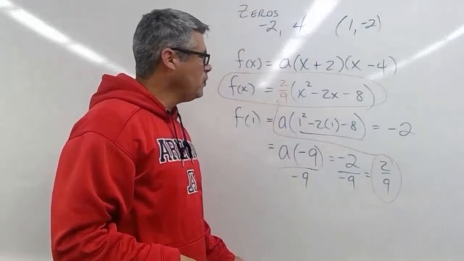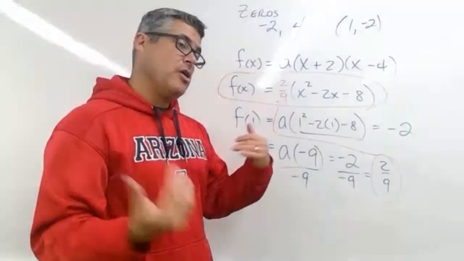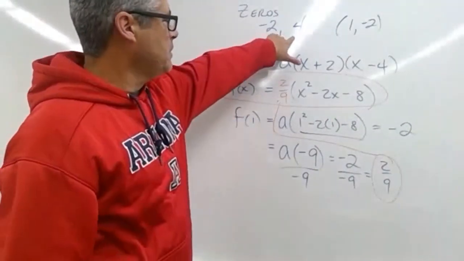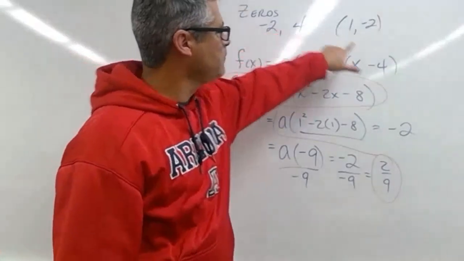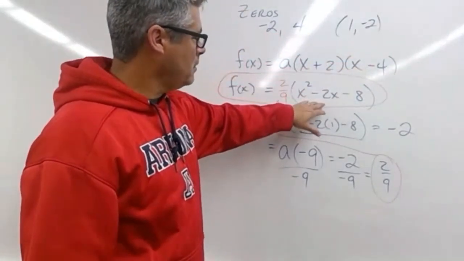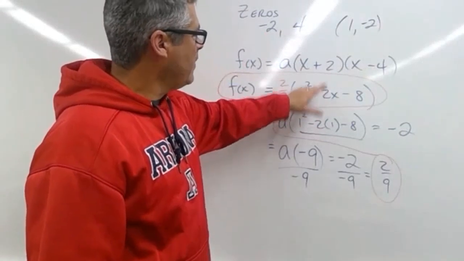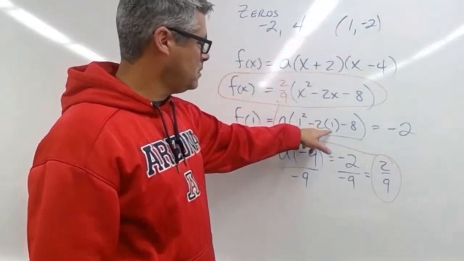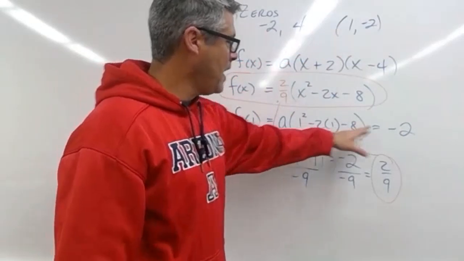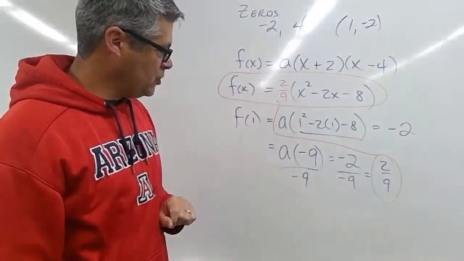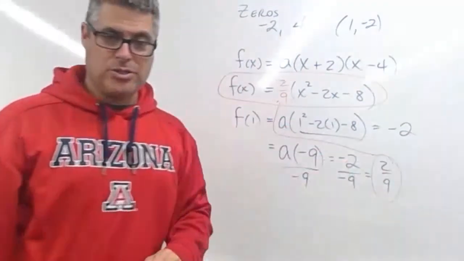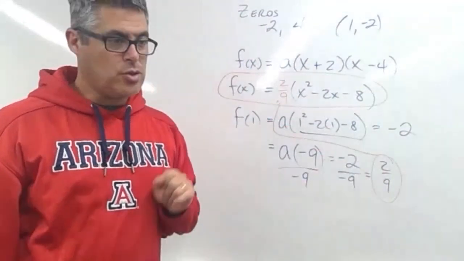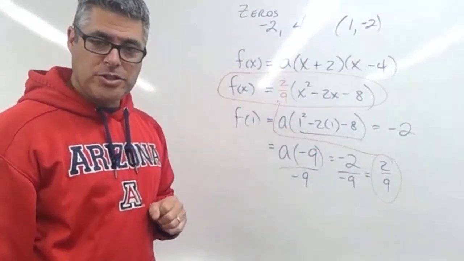So just to review that, again, you can pause, rewind. I'm going to take my zeros, I'm going to turn them into linear factors with opposite signs. I'm going to FOIL that. Okay, and then I'm going to plug in x. I'm sorry, 1 in for x, and I know my answer's got to be negative 2. So I'm going to solve that equation right there to get that 2/9. Okay, so hopefully this will help you answer those questions.